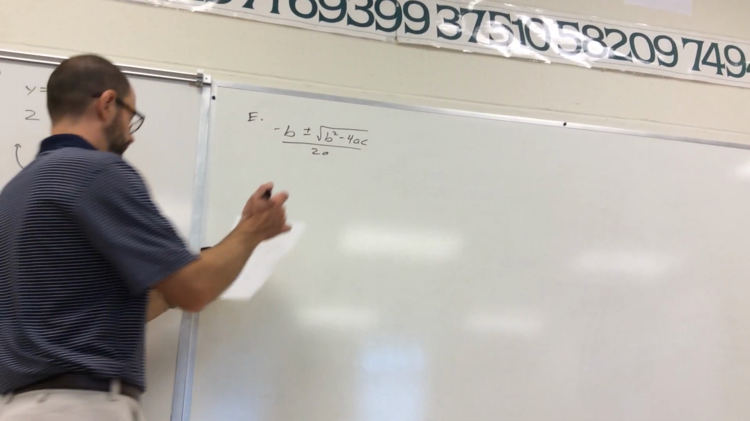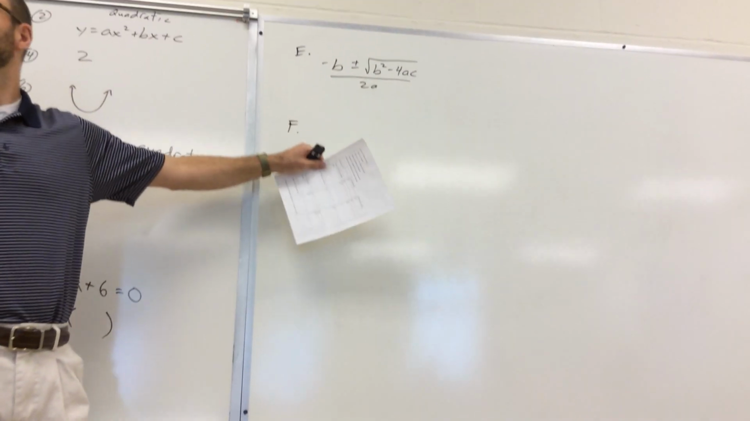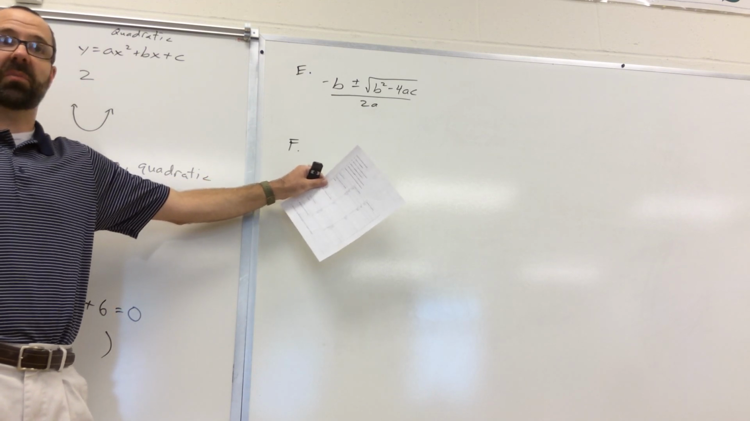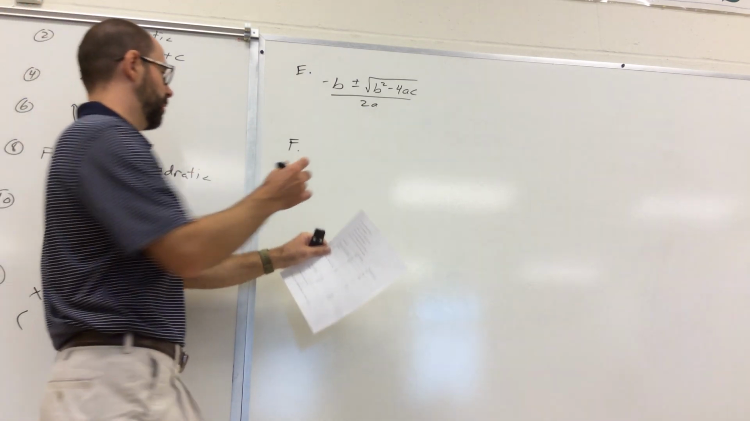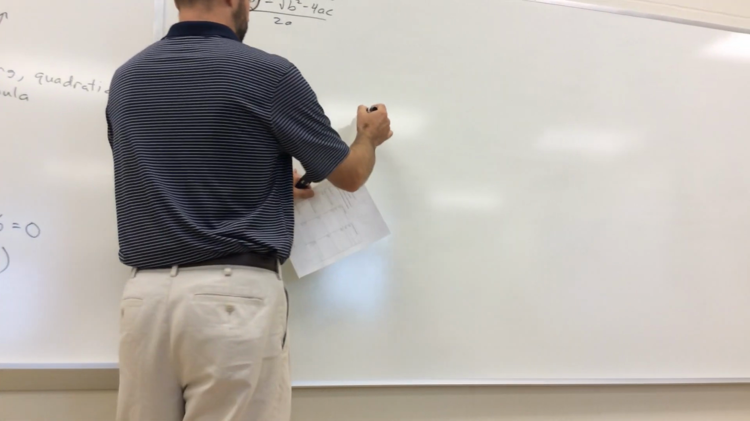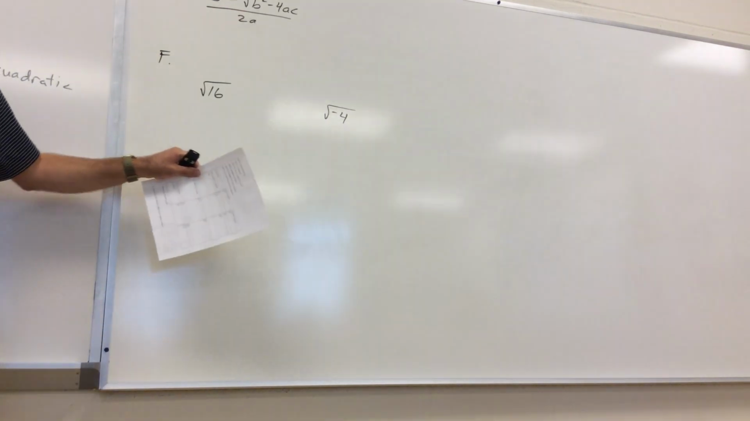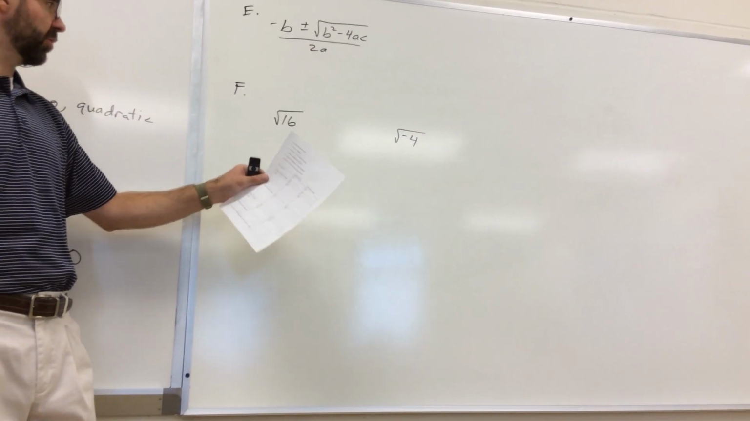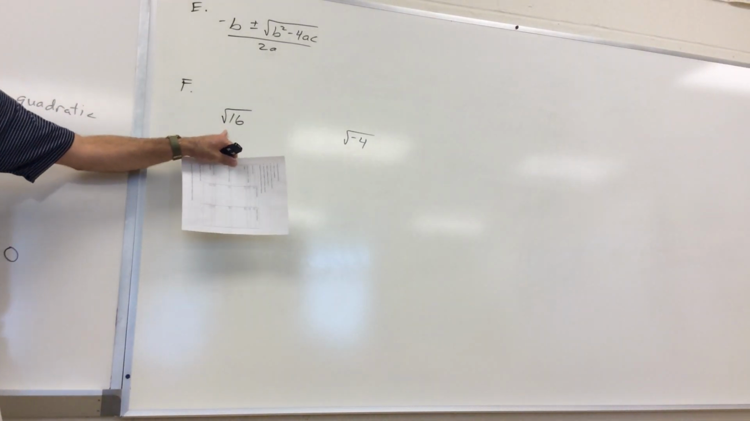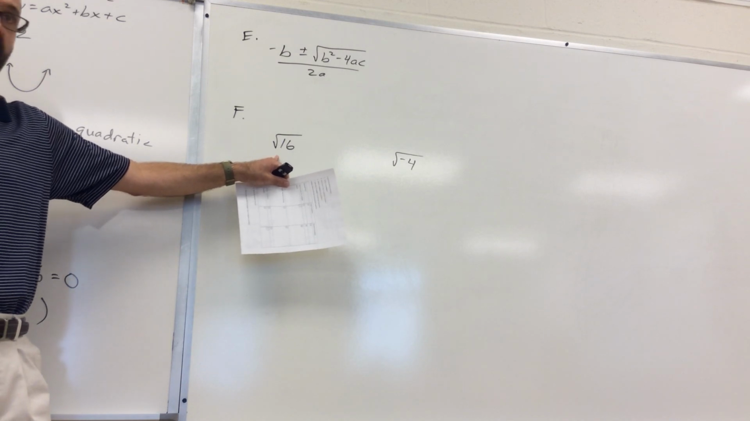All right. And then letter F. Letter F says, what do you know about the square root of negative numbers? So before we get to that, I want to write down a couple of problems. Let's say we have the square root of 16, and then let's say we have the square root of negative 4. So before we try to answer question F, we're going to try to answer these questions. So let's start with this one, the square root of 16. Good, that answer is 4. All right, awesome.